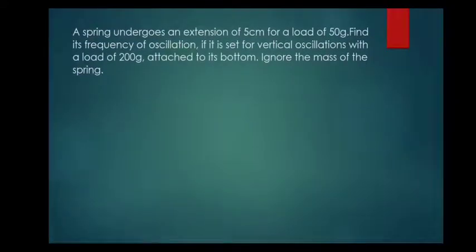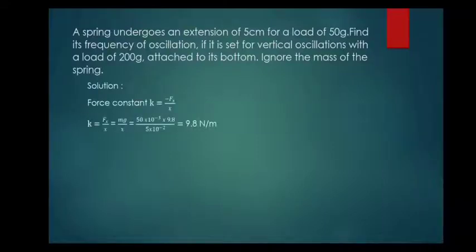Next problem. A spring undergoes an extension of 5 centimeter for a load of 50 gram. Find its frequency of oscillation if it is set for vertical oscillations with a load of 200 gram attached to its bottom. Ignore the mass of the spring. So extension is x equals 5 into 10 to the power minus 2 meters.